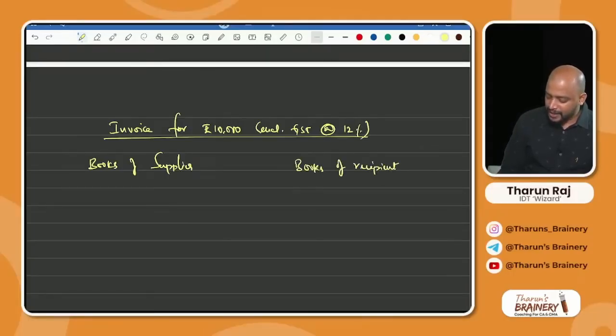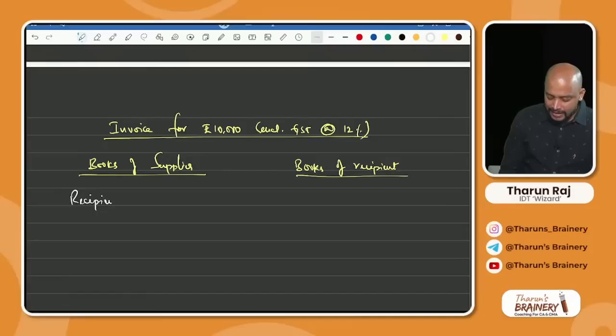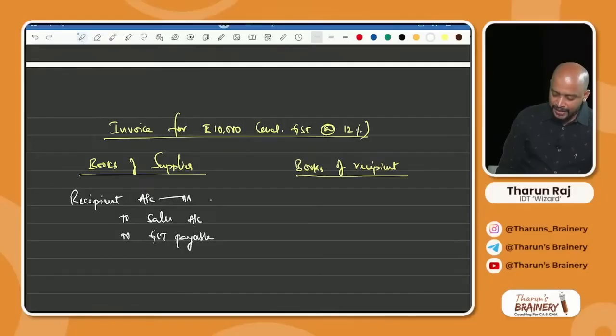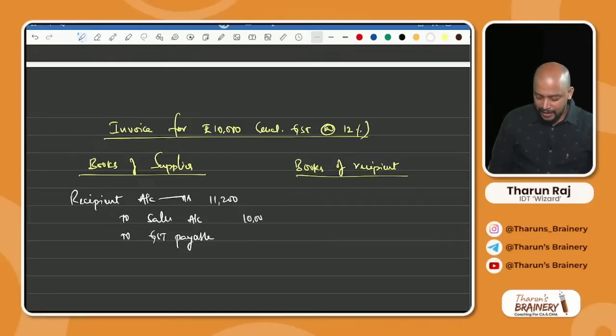tell me what is the journal entry in the books of supplier. Come on, what is the entry for this? Sales entry. Recipient account debit, credit sales and GST payable, that is our liability. So recipient account 11,200 (10,000 into 12% is 1,200) debit, to sales account 10,000, to GST payable 1,200.